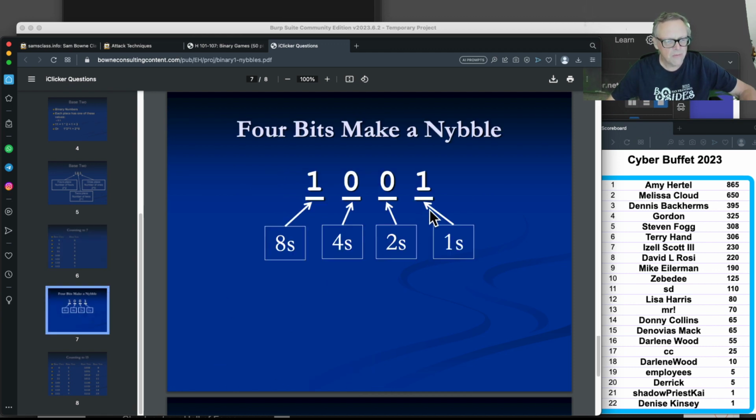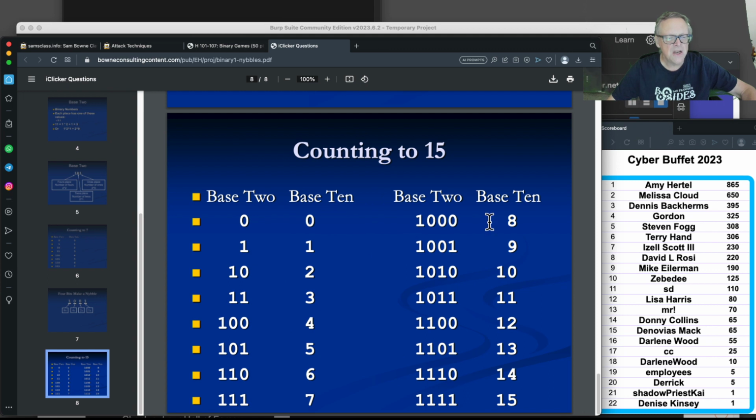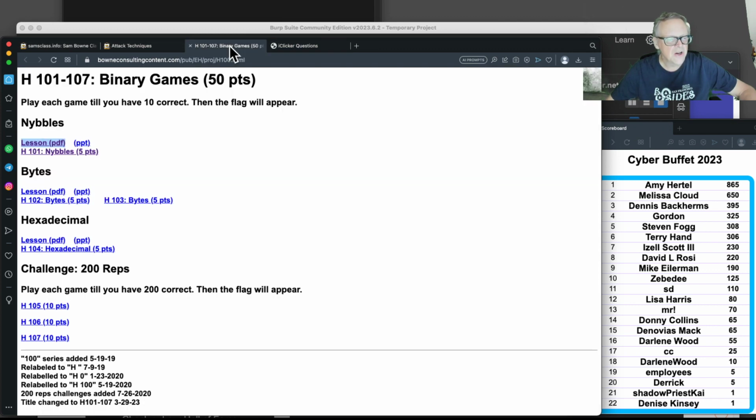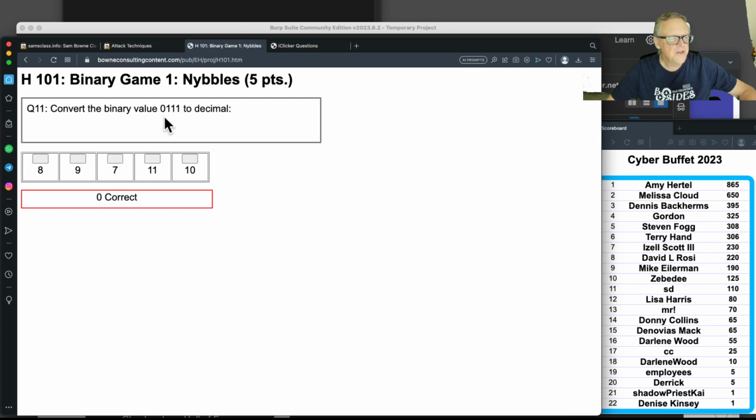And if you have 4 bits, you have 1s, 2s, 4s, and 8s. So there are 16 nibbles. And there they are, the highest one being 15, and the lowest one is 0. And so there are games here where they just have to practice these. So this is 7, 1 plus 2 plus 4.